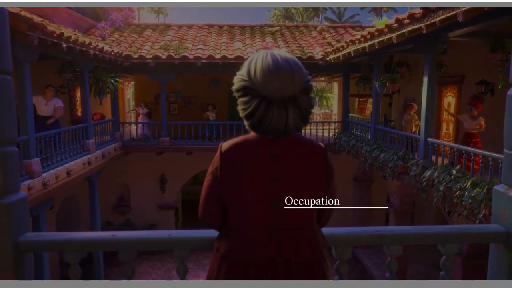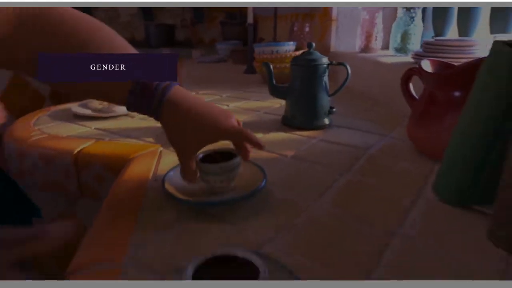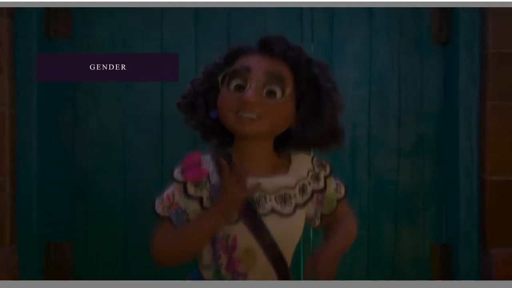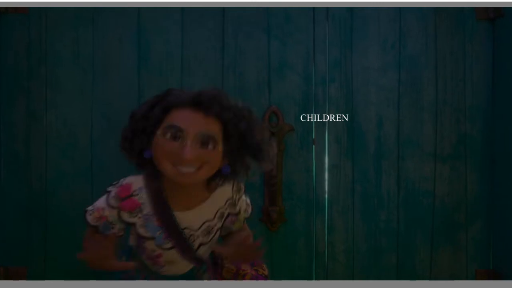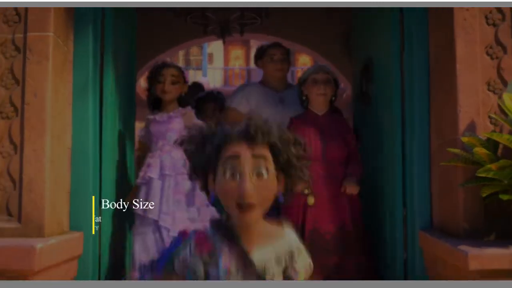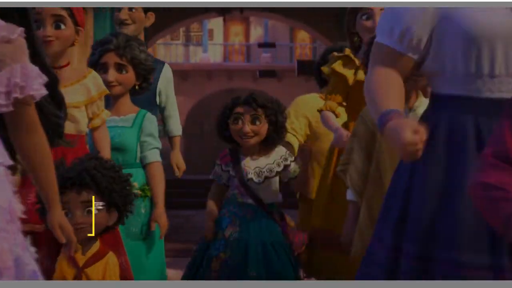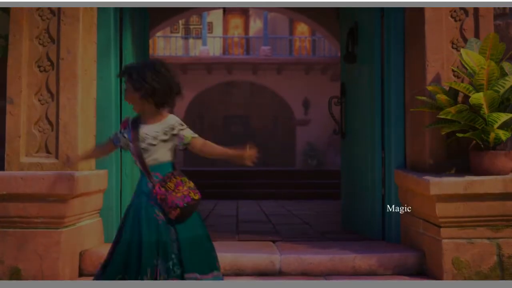How many people are in this family? What do they do? What's their gender? Do we have any child? Are they fat or thin? What will be their abilities? And they told you they are Colombian, right?